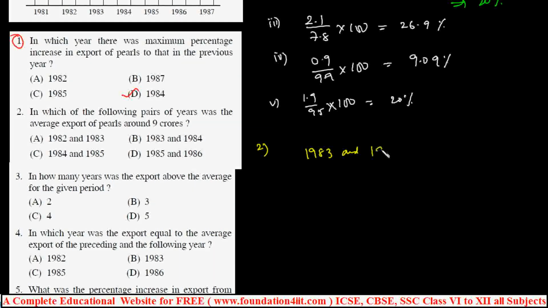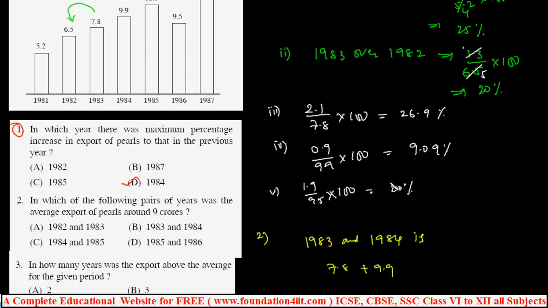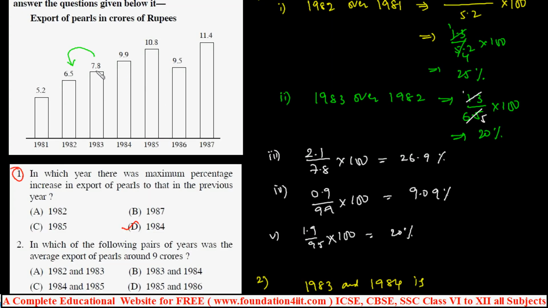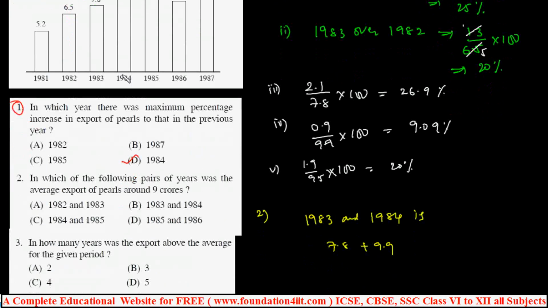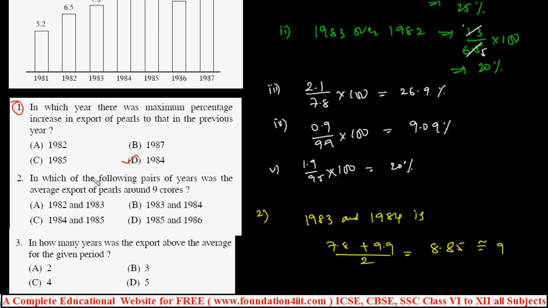1983 and 1984: that is 7.8 plus 9.9, because approximately 9 crores they said. You can take the average of 7.8 and 9.9, because this is more than 9 and this is less than 9. So I am taking the average to check this, divided by 2, that is 8.85 crores. So it's approximately 9. Remaining values are not near to this. Okay, remaining you can check 82-83 or 84-85. So we got only 83-84.